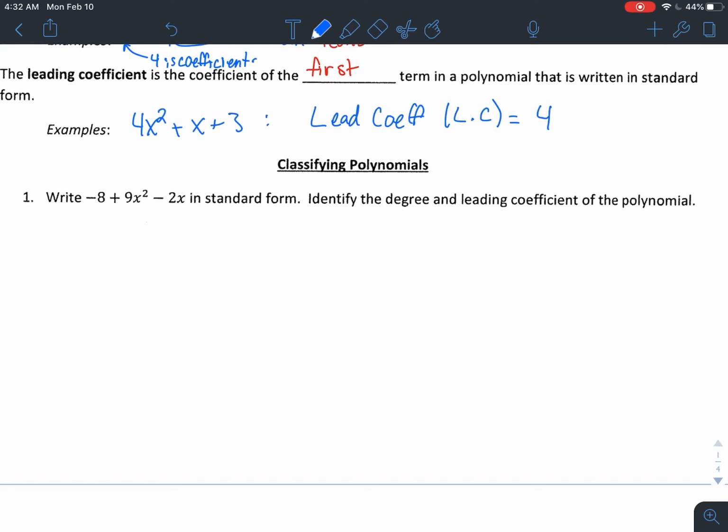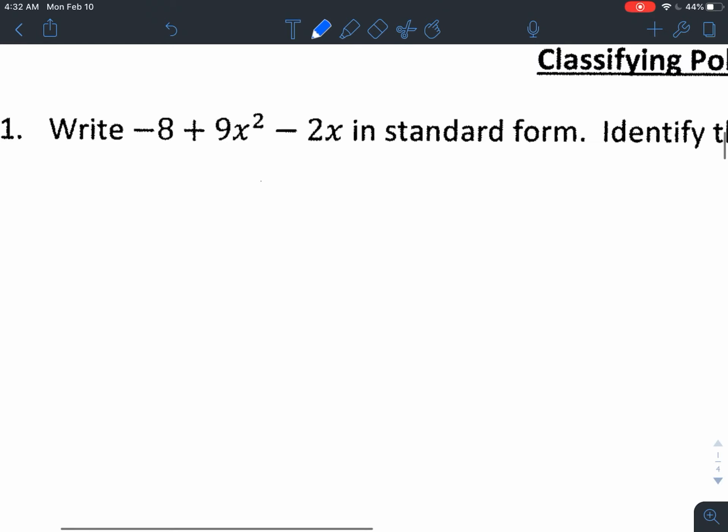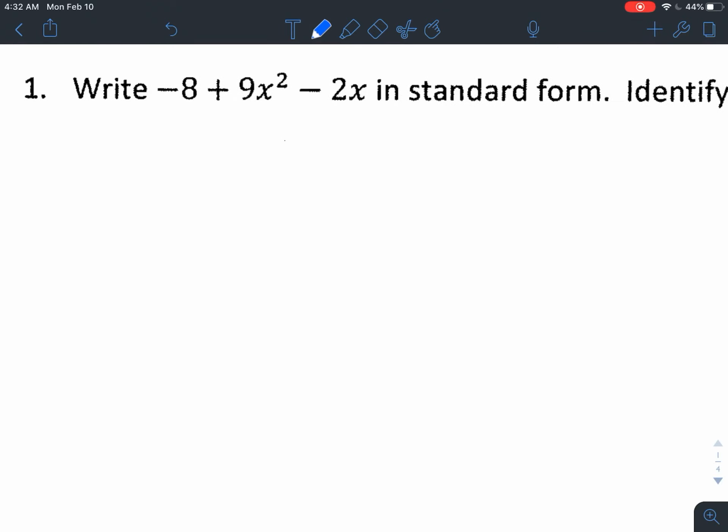So once again, standard form means highest exponent term comes first, and then the next, we kind of go in descending order. So here my 3 terms are -8, positive 9x squared, and then a negative 2x. Now you have to make sure you're careful with this because the sign out in front, so to the left of your term, stays attached to that number.